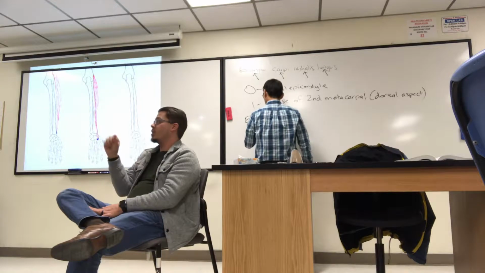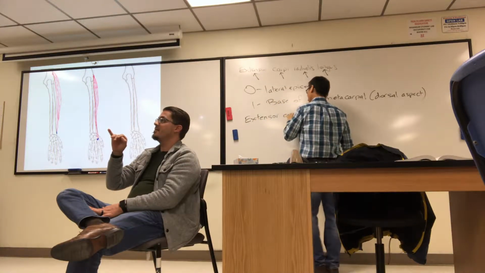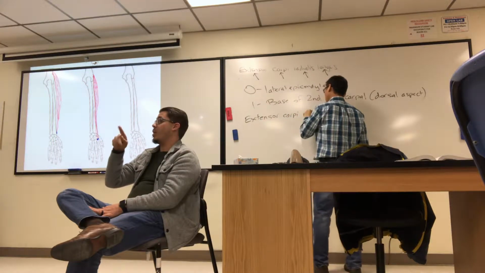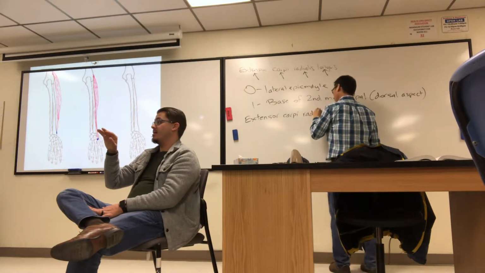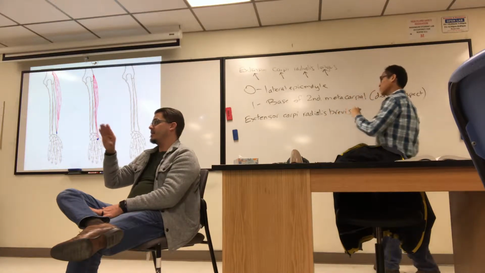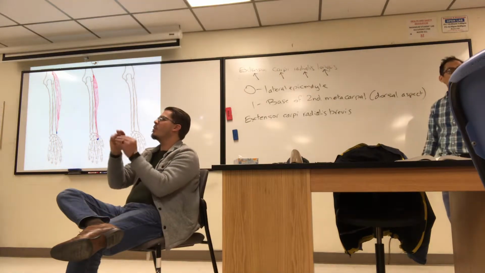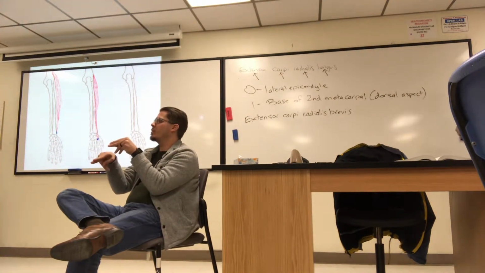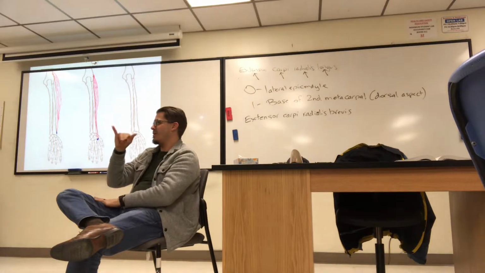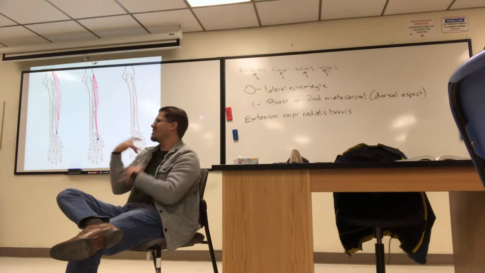Extensor carpi radialis brevis. So this is the shorter one. Usually the rule in anatomy is if you have a longus and a brevis right next to each other, the brevis muscle is shorter and it's deeper.